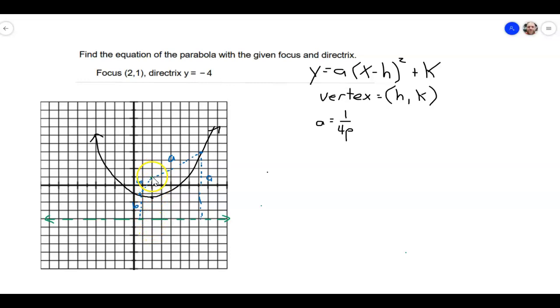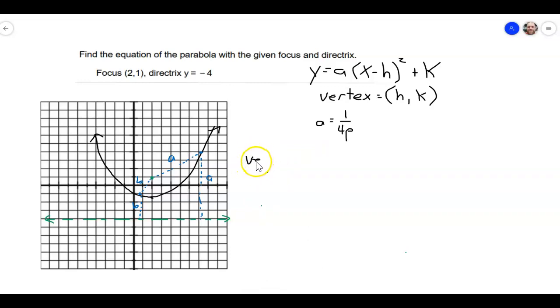And the distance from the focus to the directrix would be p plus p, so that would just be equal to 2p. So this is what we need in order to get this formula here. So now let's go ahead and start working this thing out. All right. So in order to find this vertex here, notice it's going to have the same x value as our focus, right? So let's start with this vertex here.